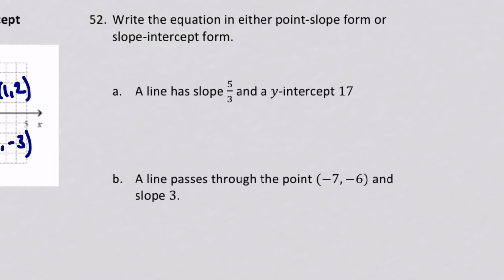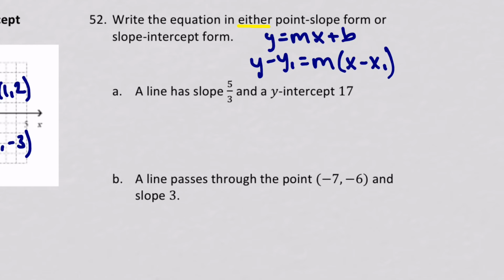Okay, 52 says write the equation in either point slope form or slope intercept form. I like that, because that means I have the option. I could write it in whichever form I want. So I'm going to write both forms right here so that we can choose the correct one based on the situation. That's slope intercept form, and that's point slope form.